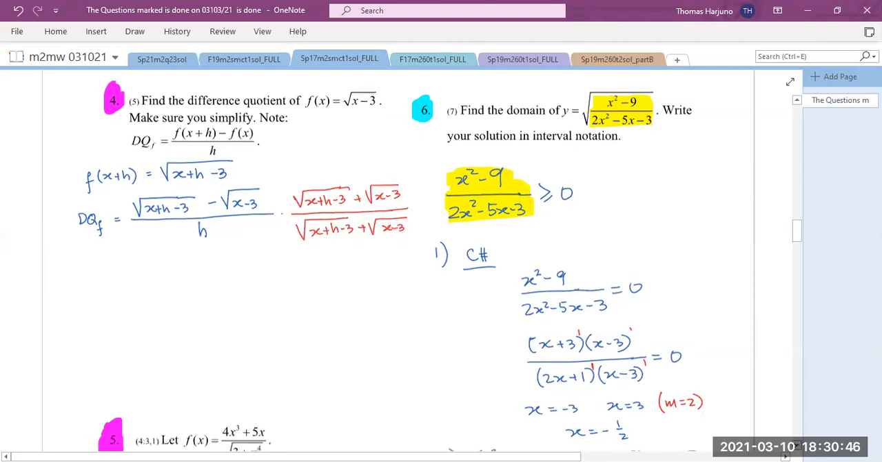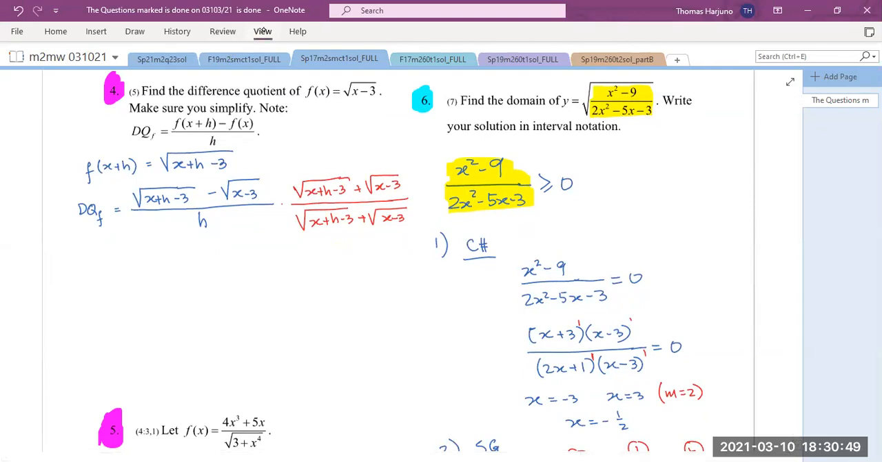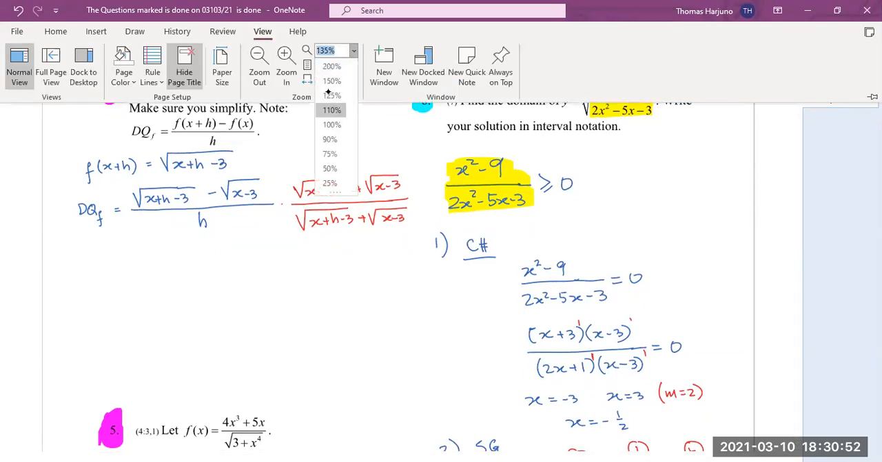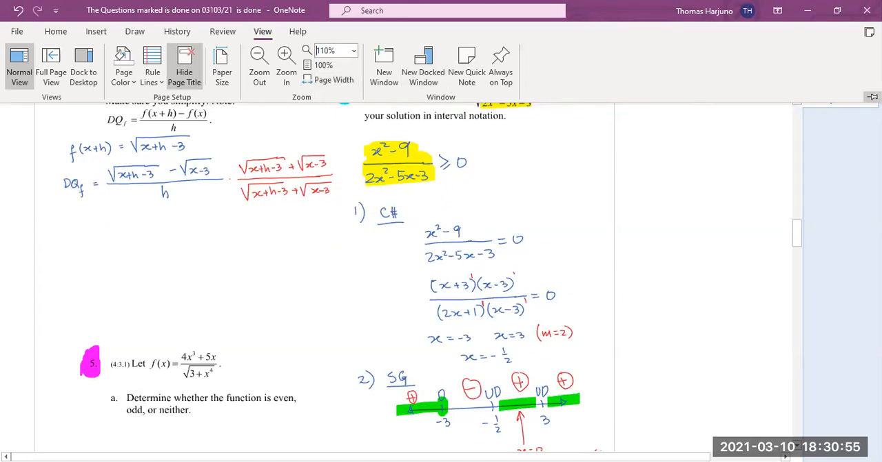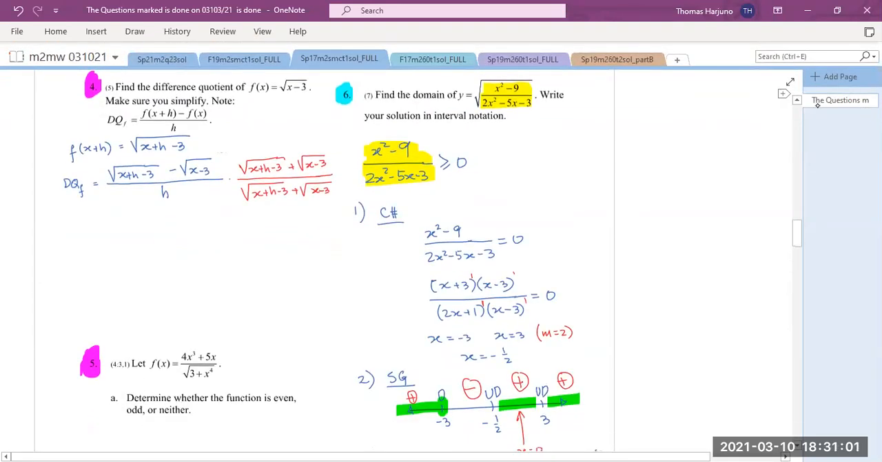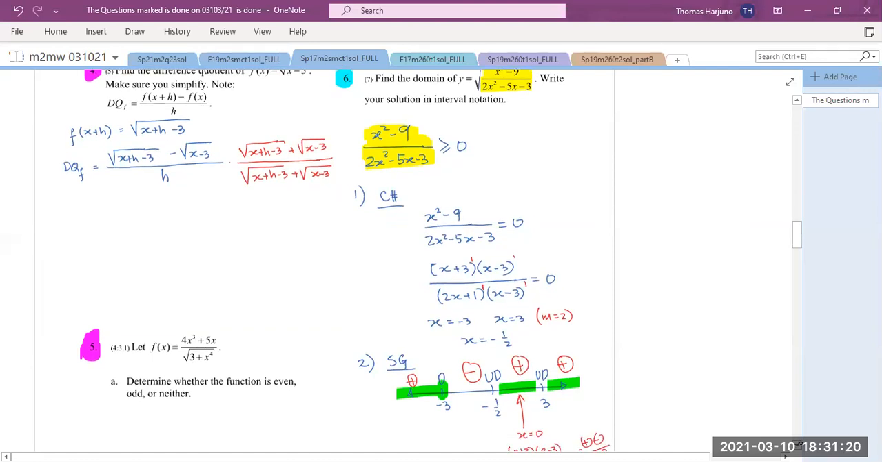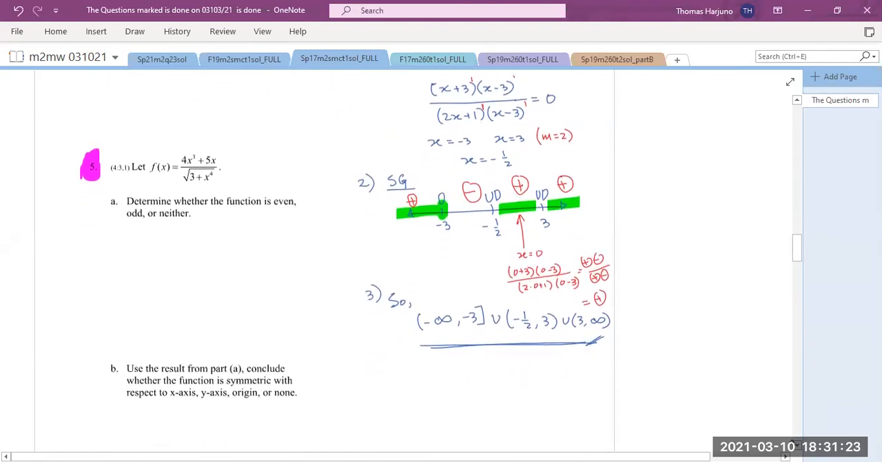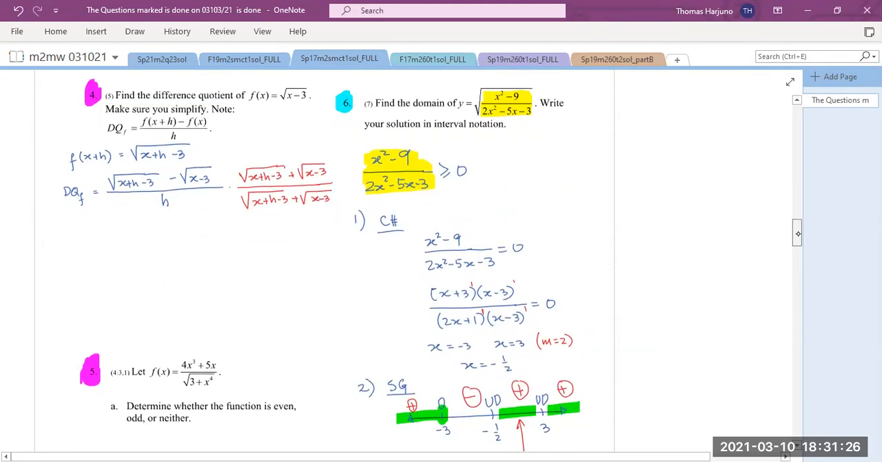Okay, and I think you can also do this one. Let me reduce the view to 110%. Okay, number 5 also. Determine whether the function is even or odd. Number 4 should take you another 3 or 4 minutes. Number 5, another 3 or 4 minutes. So determine if it is even or odd, and then see what kind of symmetry it has. Okay. So let's say I give you a total of 7 or 8 minutes from here.